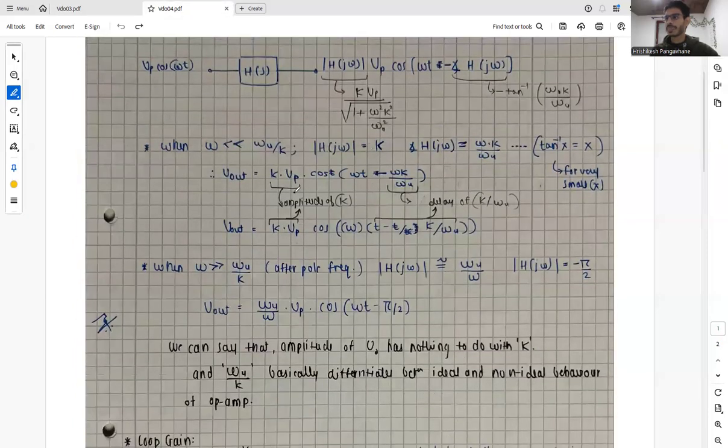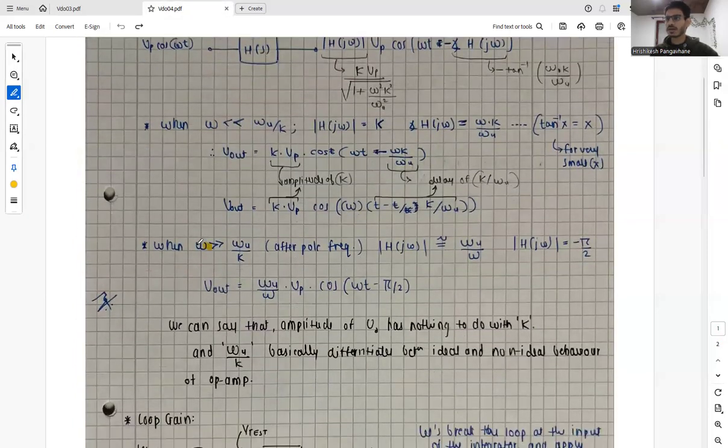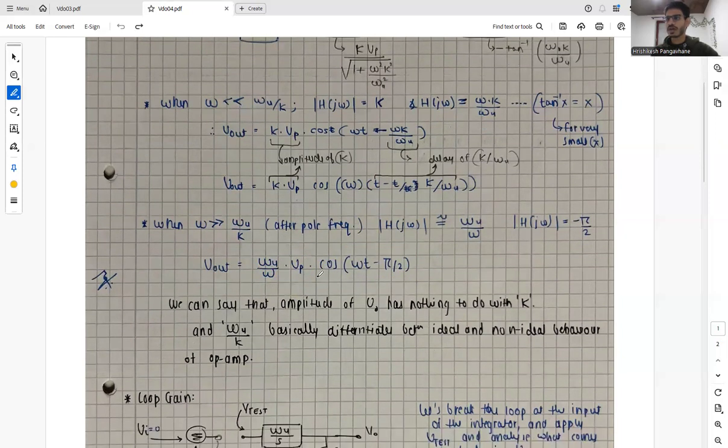So when omega is much greater than omega u by k, V out can be written by introducing these values in the equation we derived for V out, and we can say that the amplitude of V naught, or the output voltage, has nothing to do with the gain k. That's how omega u by k differentiates between the ideal and non-ideal behavior of our op-amp.